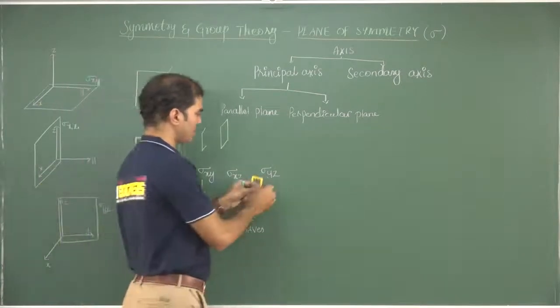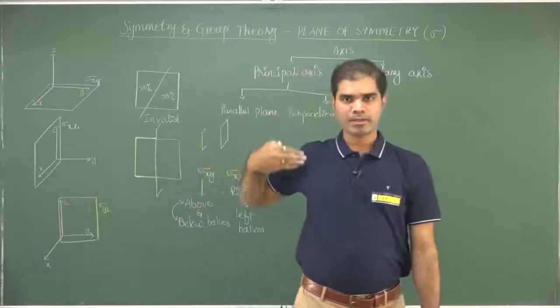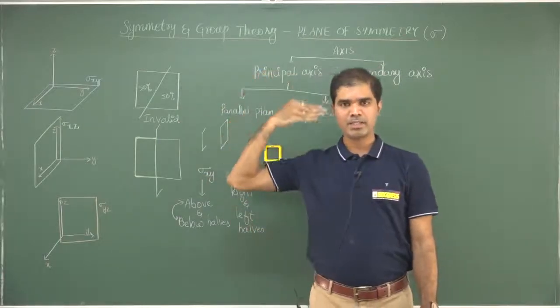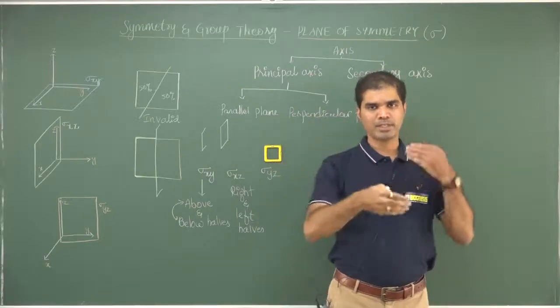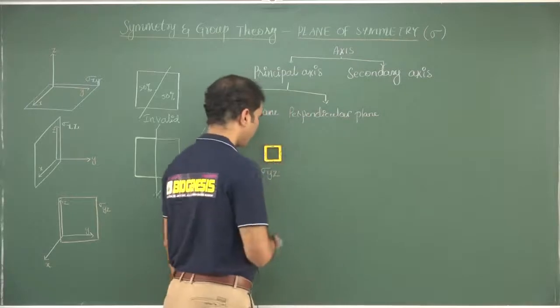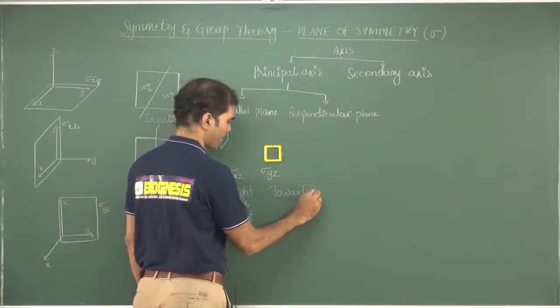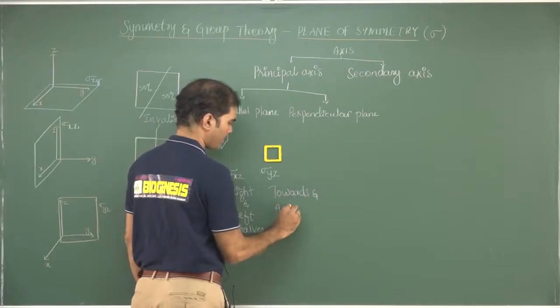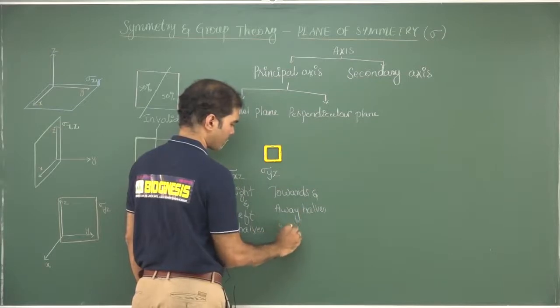Coming to yz, this is yz. It means this plane. When I pass an imaginary plane, the towards-you half and the away-from-you half exchange into one another, provided the plane is valid. So when I am passing sigma yz, the towards and away halves exchange. Simple.